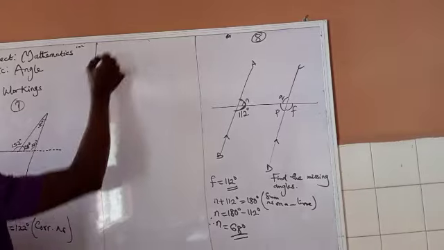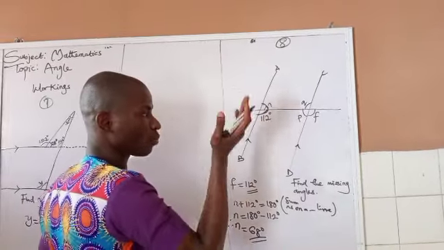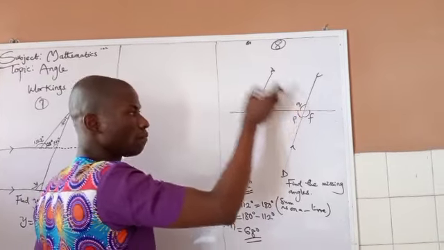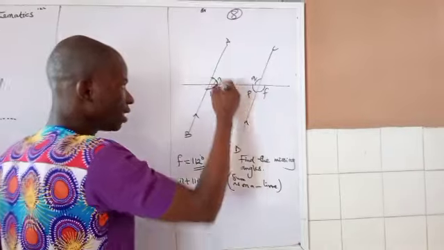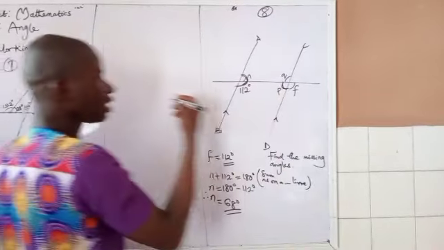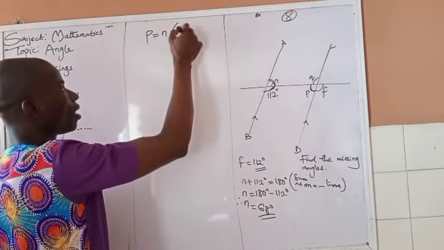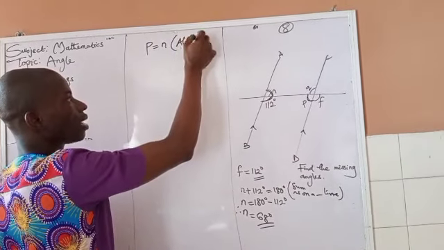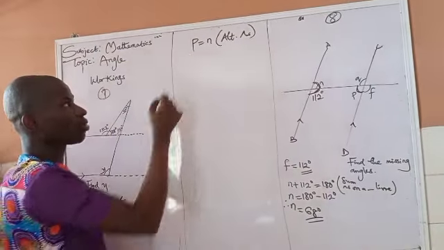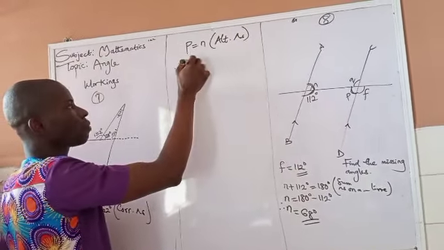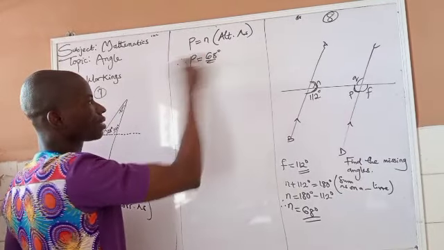Now, the next one is P. What is your P? If you look at your diagram very well, go back to your properties. This is nothing but alternate. You can see the Z. Can you see the Z? So whatever this place is, that's what this place will be. So we have P equals N. Why? Alternate angle. Are we together? Alternate angles, and they are equal. Therefore P equals whatever the N is, that's what it's going to be, 68 degrees.